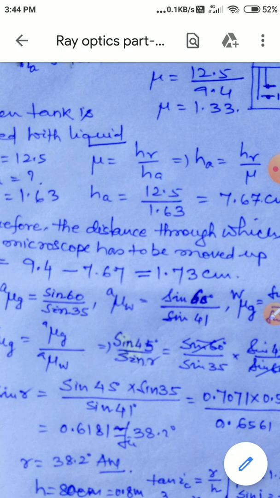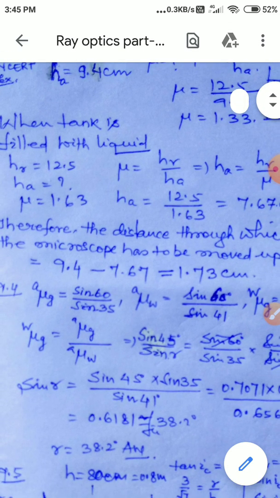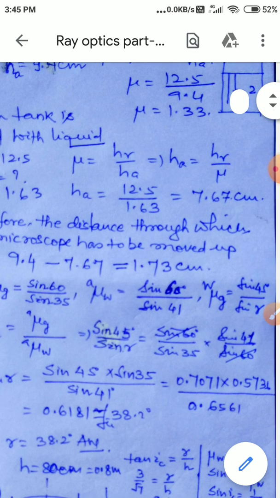So from figure that is given in the question, we can write refractive index of glass is equal to sin 60 by sin 35, angle of incidence and angle of refraction is 60 degree and 35 degree. Similarly, in case of water, refractive index of water is sin i by sin r, so sin 60 by sin 41. Here i, angle of incidence, is 60 degree, angle of refraction is 41 degree.